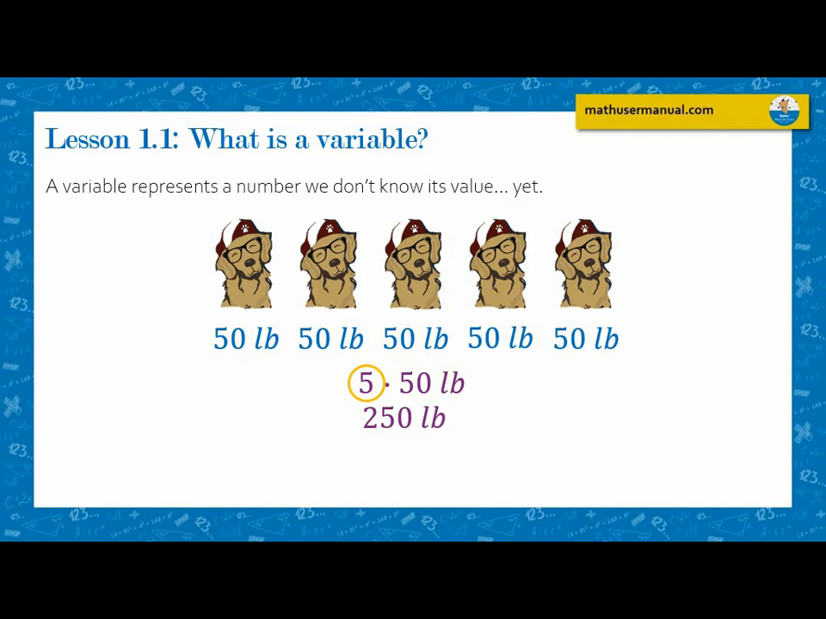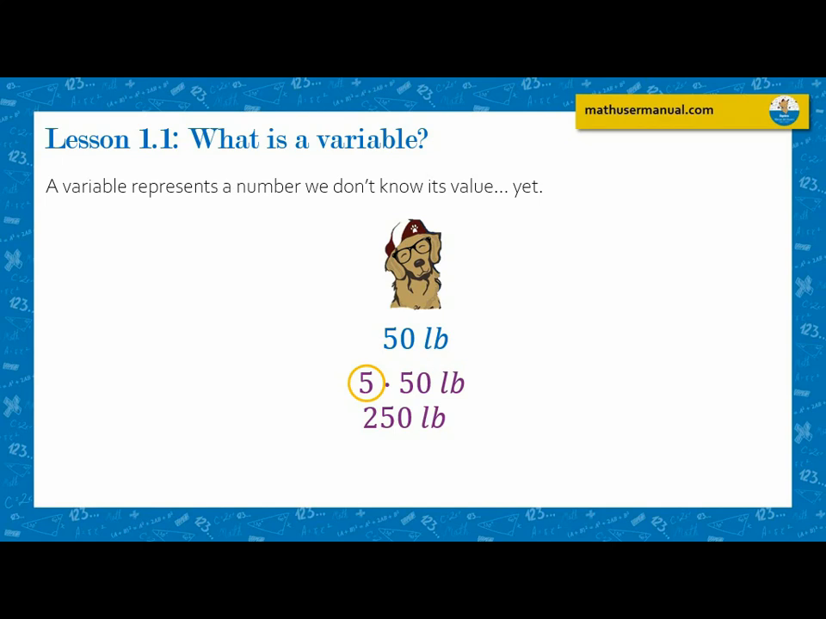But what if we wanted to write an expression that tells us the weight of the dogs if we don't know yet how many dogs there are? If we want to write something that we know is going to work regardless of the amount of dogs there are, well, if we don't know how many dogs there are, we need to delete that 5 and the 250. We don't know how many there are. And this is where we introduce the concept of a variable, which most of the times we use x. Even though we can use any letter, the most common letter is x. This x represents the number of dogs, which we don't know yet.